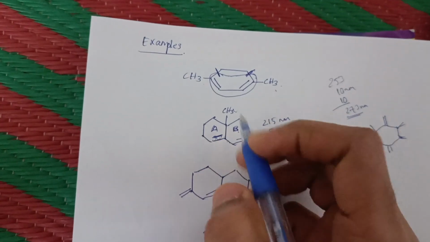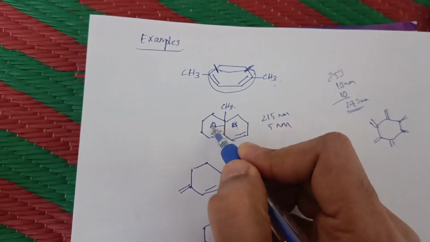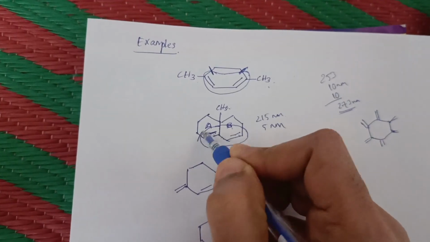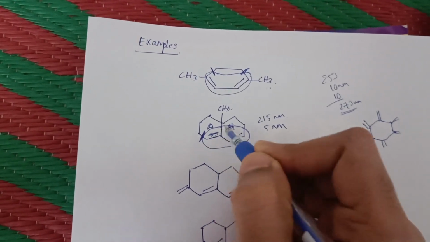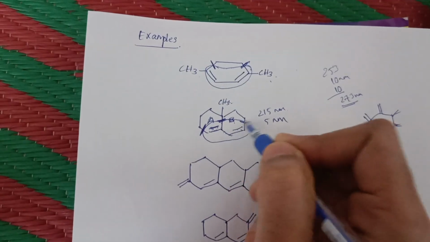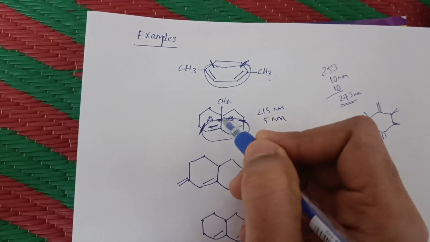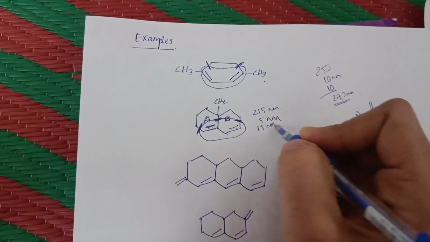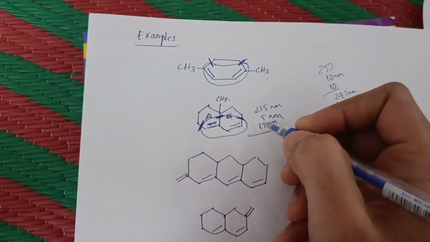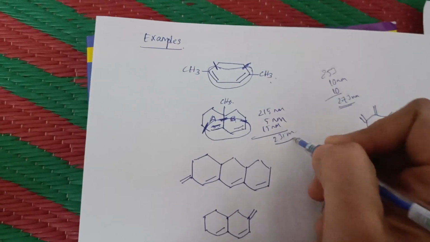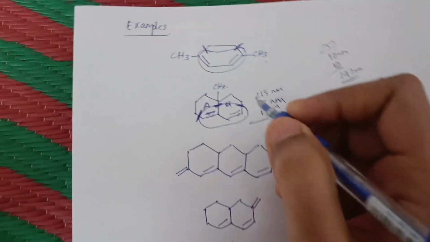And if you check the ring residues, just draw a circle around this conjugation. So 1, 2, 3. So there are 3 bonds attached to this circle. So 1, 2, 3, so 15 nanometers. So total, 235 nanometers is the predicted lambda max of this compound.